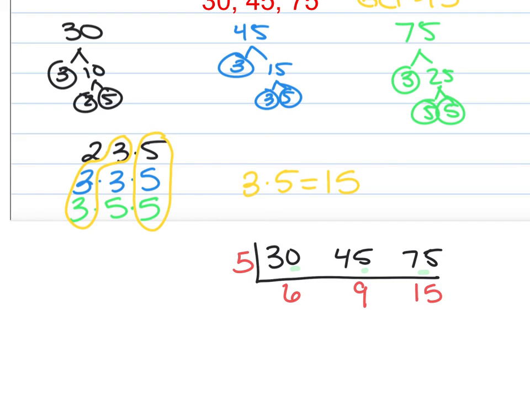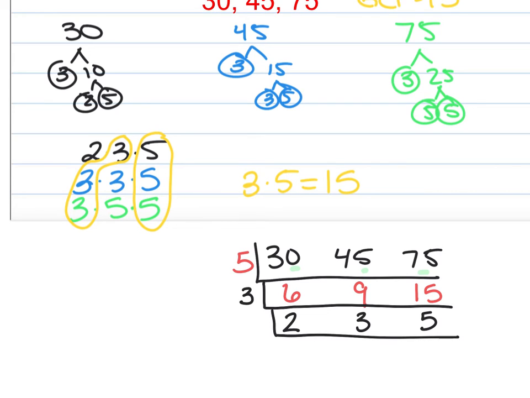Now I see here that these share a factor of 3. 3 goes into 6 twice. 3 goes into 9 3 times. 3 goes into 15 5 times. Now I see that these are all prime numbers, so they're only going to share 1. So I can stop there. And the common factors I was able to divide by, 5 times 3, which again, greatest common factor of 15.